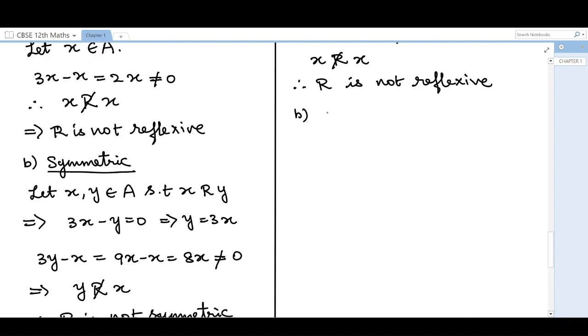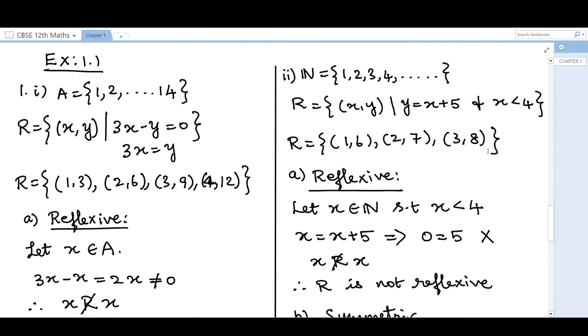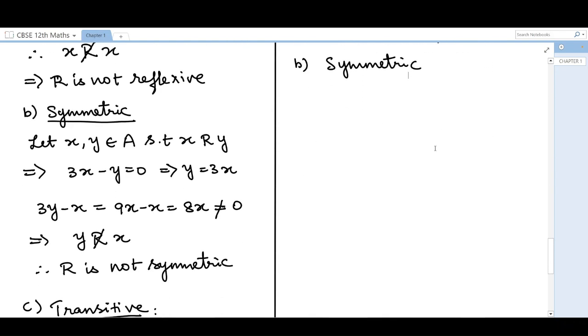Second one, symmetric. So if you take two elements A and B such that A related to B, we have to verify whether B is related to A. So if you take A 1, 6, then we should have 6, 1. But we don't have that element. So we can conclude that R is not symmetric. We can also prove this in the general way.